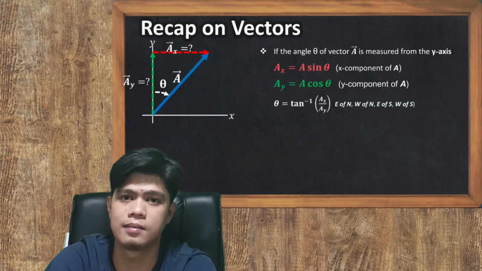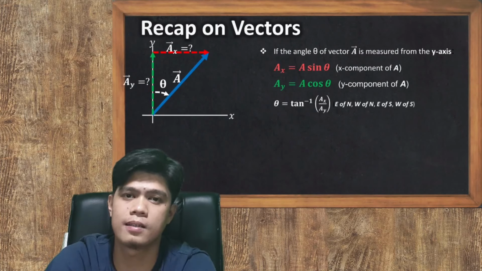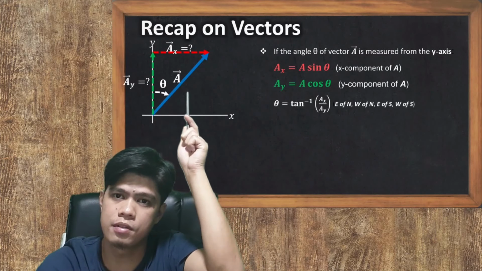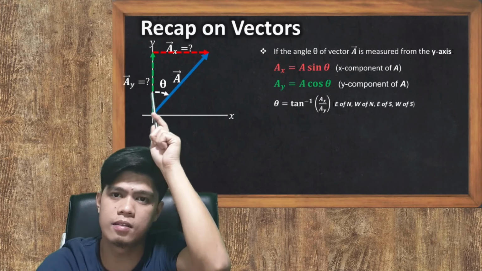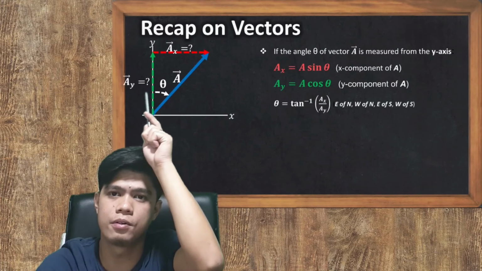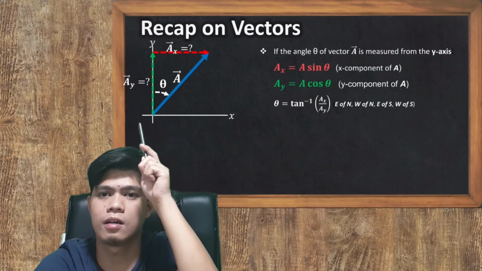And to get the angle from the y-axis, we'll use arctan of AX over AY. So you only have 4 ways to name the angle if it is measured from the y-axis. That is east of north, meaning from north moving to the east. On the second quadrant, that is west of north. On the third quadrant, that is west of south.